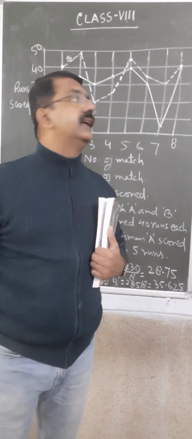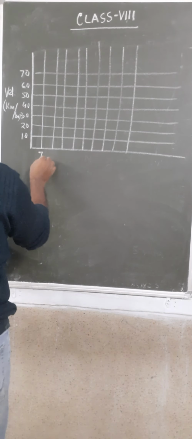Okay. On the y-axis, it is the velocity in kilometer per hour: 10, 20, 30, 40, 50, 60, 70. That is the velocity, the speed you can say, in kilometer per hour. Okay, and on the x-axis, it is the time. 7 a.m.